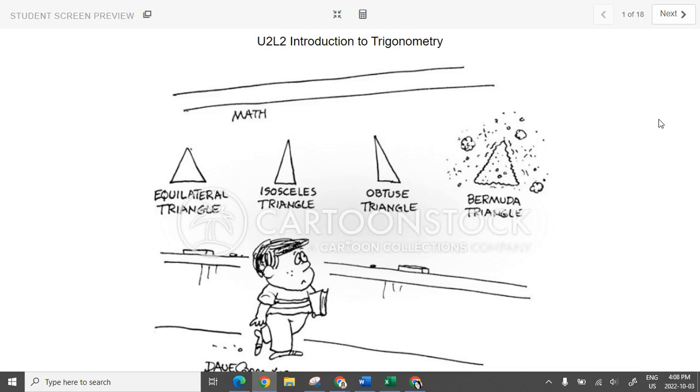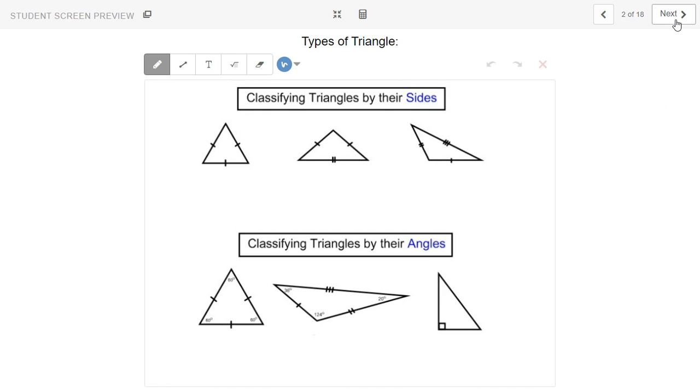Unit 2, Lesson 2, Introduction to Trigonometry. Let's talk a little bit about vocabulary first. We've got different types of triangles. Sometimes we classify triangles by sides, and sometimes we classify triangles by angles.